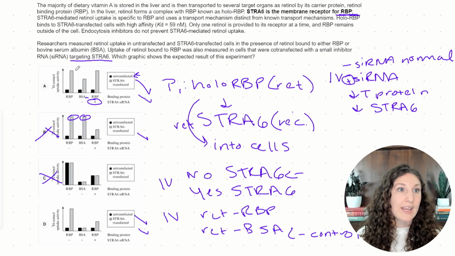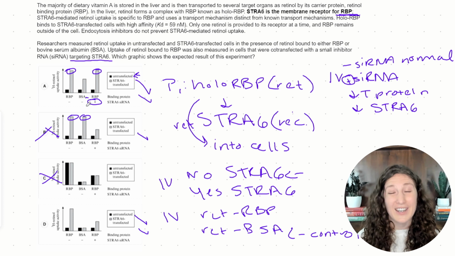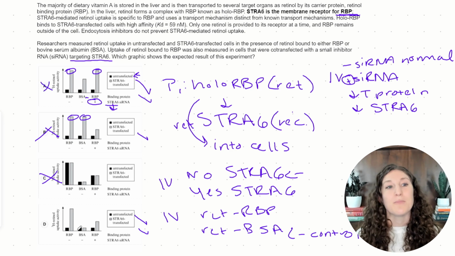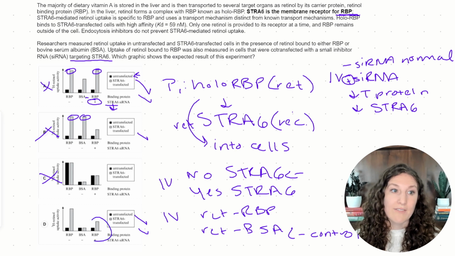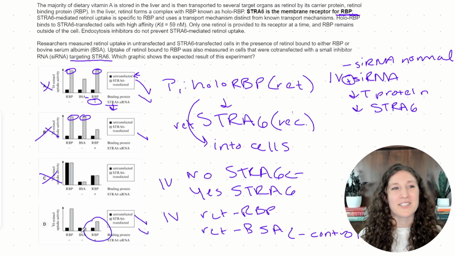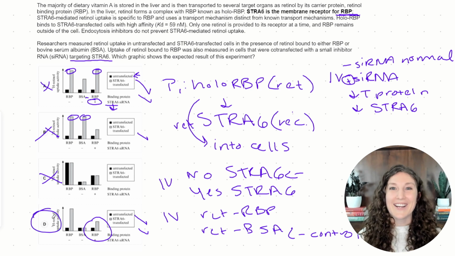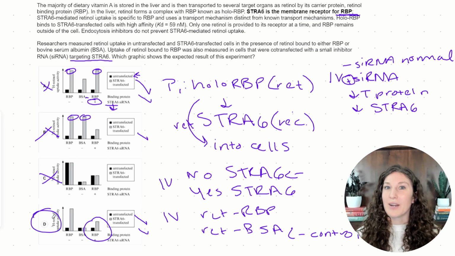The problem with A is that A says it doesn't matter if we have the siRNA or not, which doesn't make much sense, because we know the siRNA should be reducing the amount of the receptor. So we can eliminate A, and then D matches beautifully with our prediction, where we have a lot less uptake when we have the siRNA, and it honestly matches nicer with the BSA having very, very low levels. So D is our answer here, because we were able to work through each variable and find the only answer that makes sense.